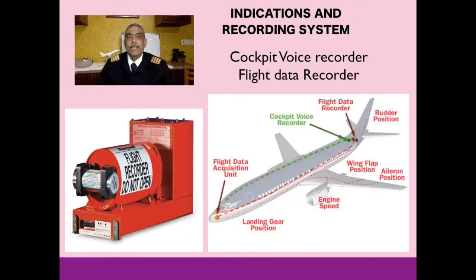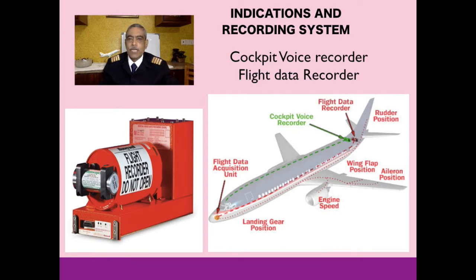Next is a very interesting and important system, the indicating and recording system. In that, I just want to highlight the cockpit voice recorder and the flight data recorder. I don't have to elaborate on this because you are all familiar. The flight data recorder records several parameters of the plane, such as aileron position, rudder position, engine temperature, the speed of the aircraft, and so much data is recorded, and it is stored depending on the flight time of the aeroplane.